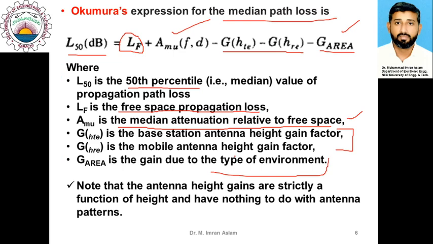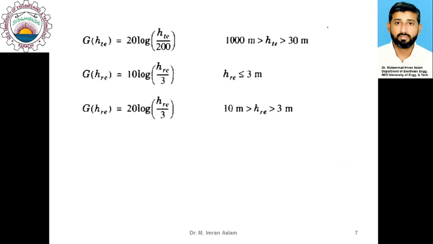There is one thing you need to notice, that this antenna height factor, this GHTE and GHRE, they are actually based on the heights of received antenna and the transmit antenna, and they are not dependent on the antenna pattern. So these are not the typical antenna gains that we discussed previously. These are actually referring to the correction factors which are coming from the height of the antennas, not from the radiation pattern of the antennas. Okay. So these are the correction factors related to antenna, both transmit antenna and receiver antenna.